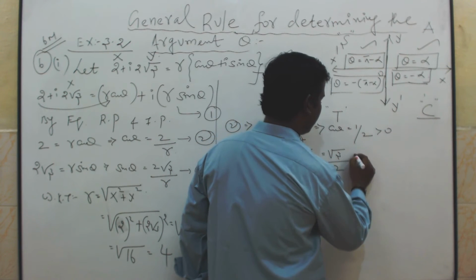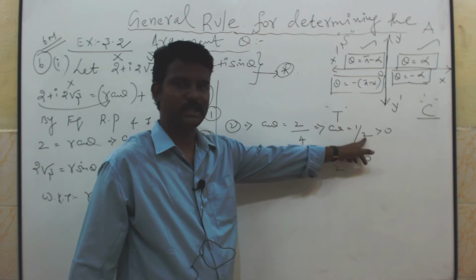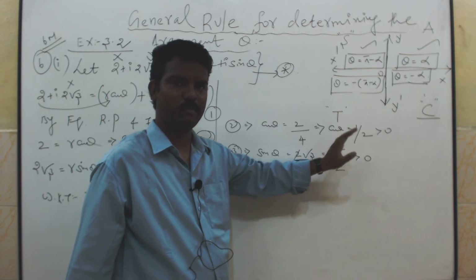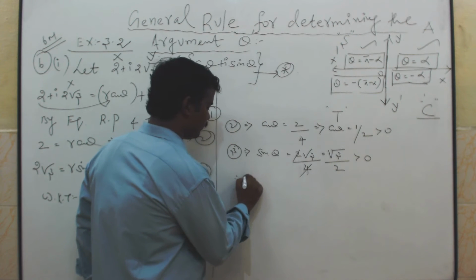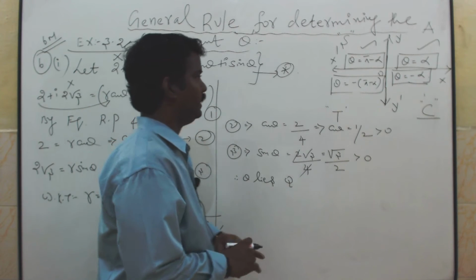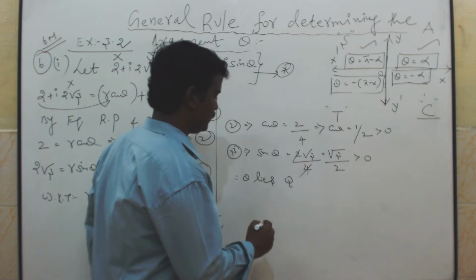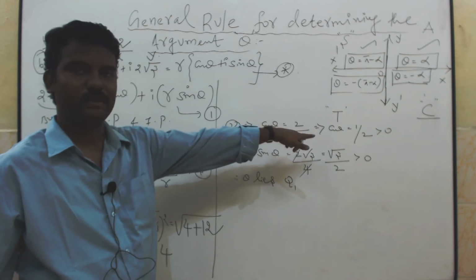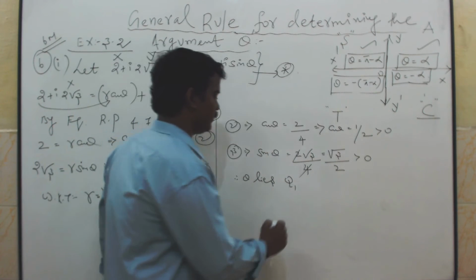So both, see here, cos theta is 1 by 2. Positive or இல்லையா? Positive. Remember what is sin theta? Root 3 by 2. That is also positive. Both are positive, right? So therefore, you must tell me, if both sin theta and cos theta are positive, then theta lies in which quadrant? First quadrant. First quadrant தானே? Sin cos ரெண்டுமே பாசிட்டிவா இருக்கு பாருங்க. அப்போ எங்க இருக்கும் அந்த ஆங்கிள்? Argument theta will lie in the first quadrant.